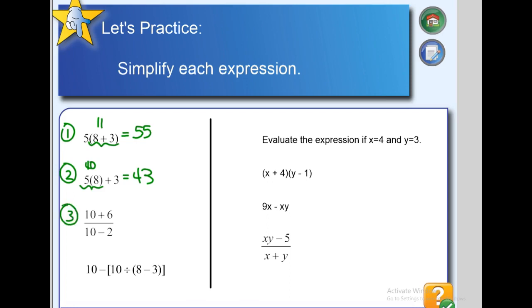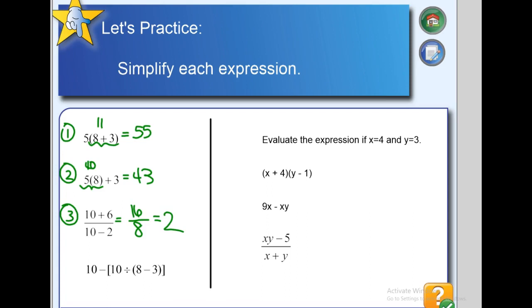What are we going to do first? That's right, the numerator. 10 plus 6 is 16. And then we're going to take care of the denominator. 10 minus 2 is 8. Remember, last thing we do is division. That fraction bar means divide. 16 divided by 8 is 2.